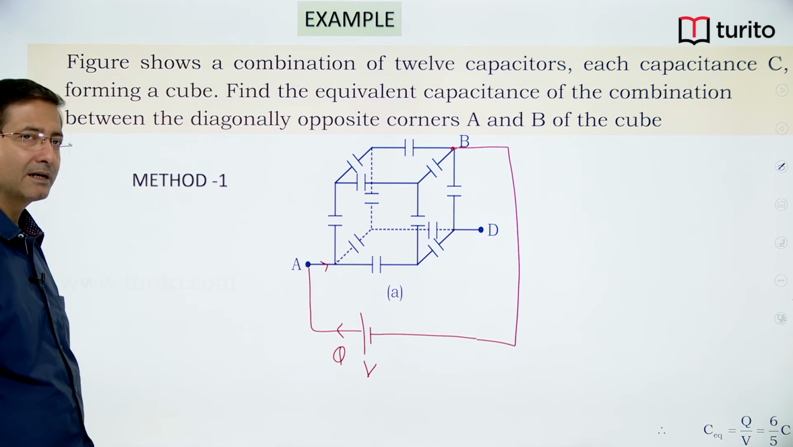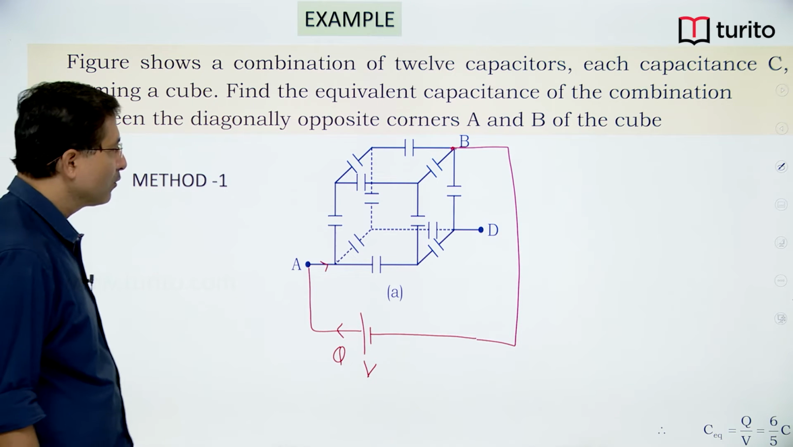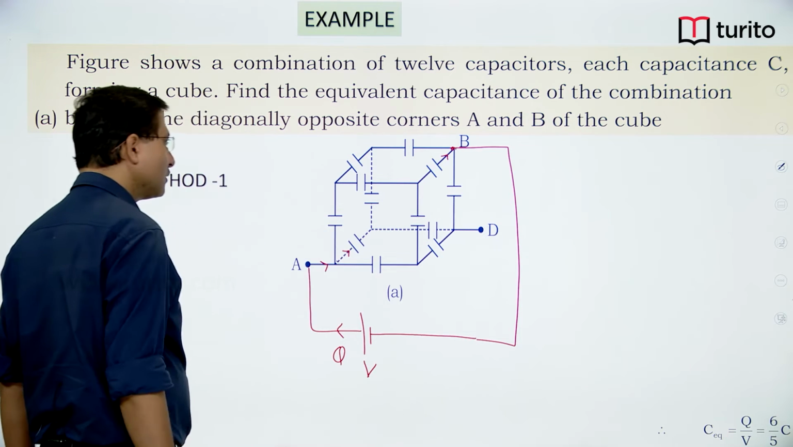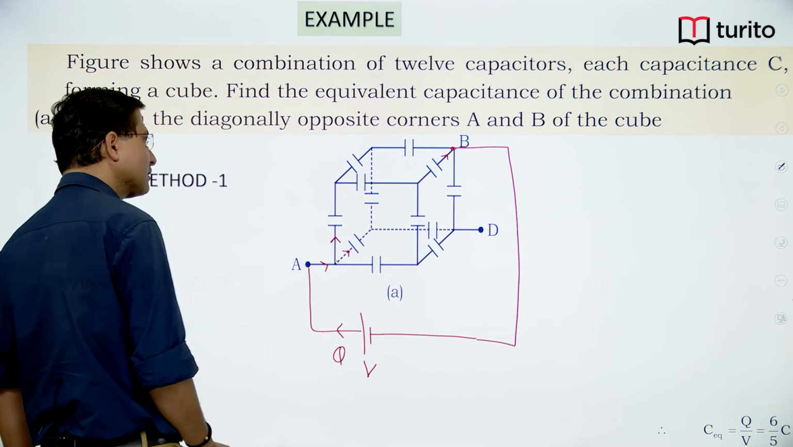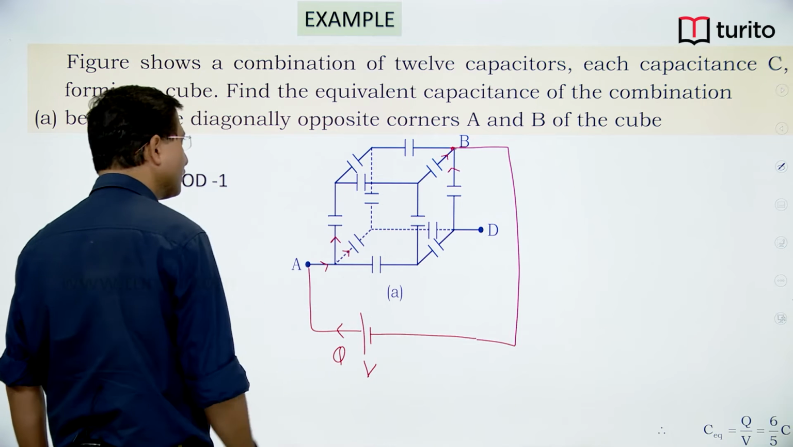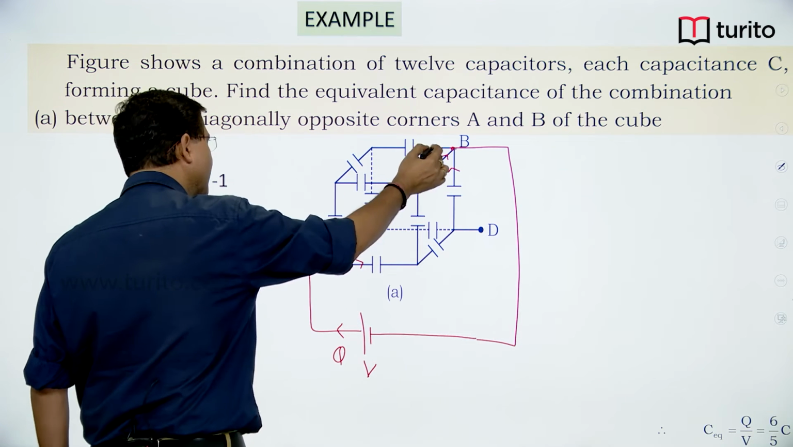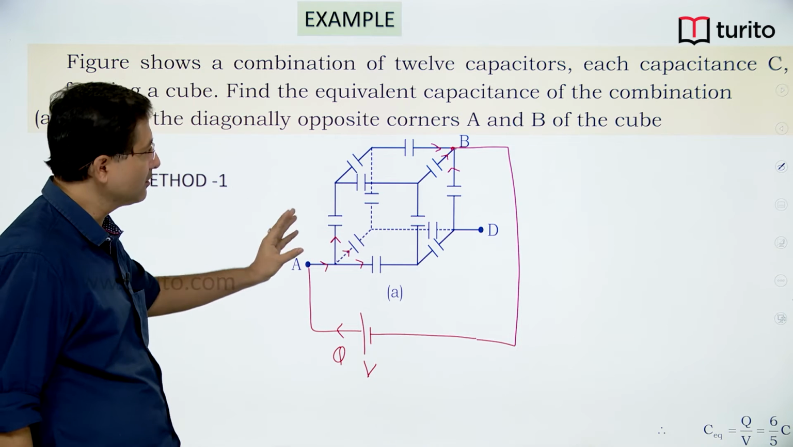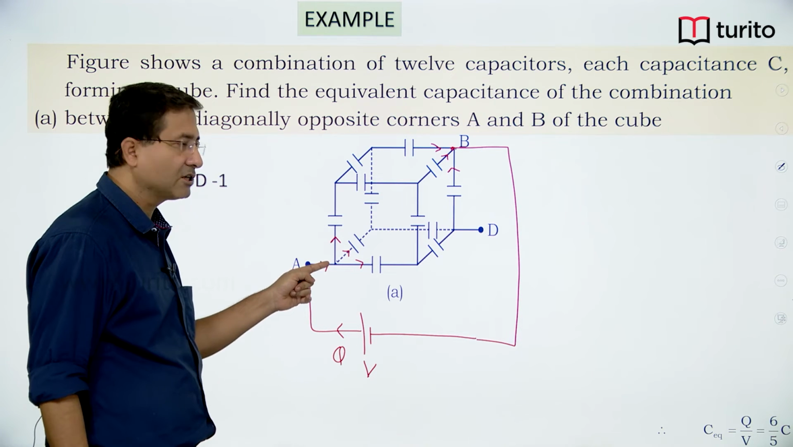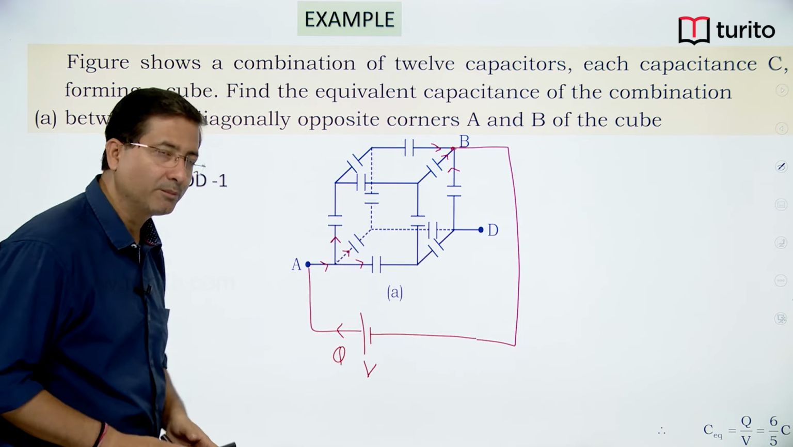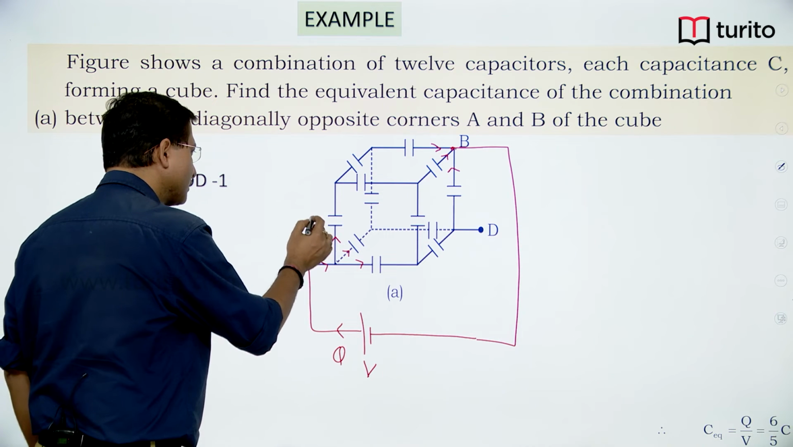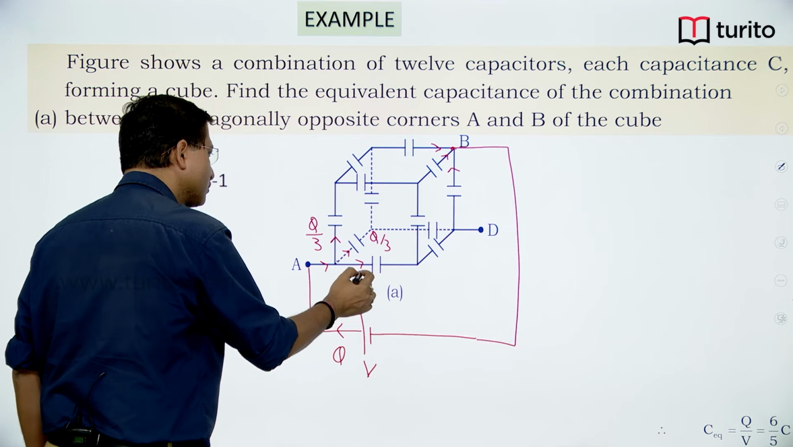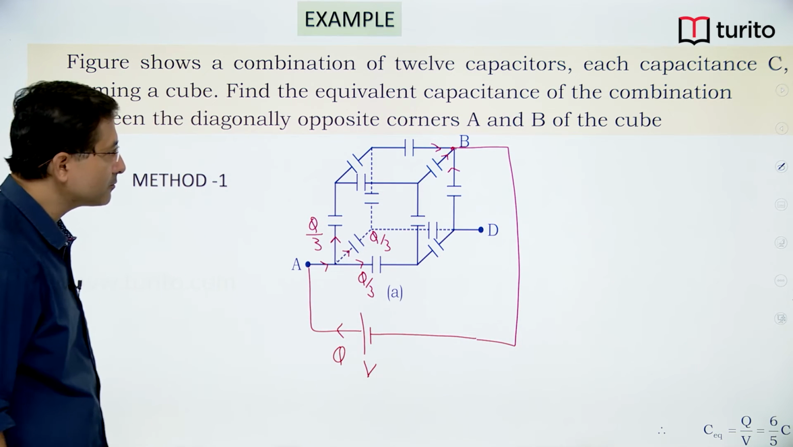As across AB I can see input output symmetry, whatever charge is given to this branch will be given back by this branch, whatever charge is given to this branch will be given back by this branch, and whatever charge is given to this branch will be given back by this branch. As all these branches are similar, that means here charge will get equally divided into 3 parts. So, charge flowing through this one will be Q by 3, charge flowing through this one is Q by 3, charge flowing through this one is Q by 3, right.